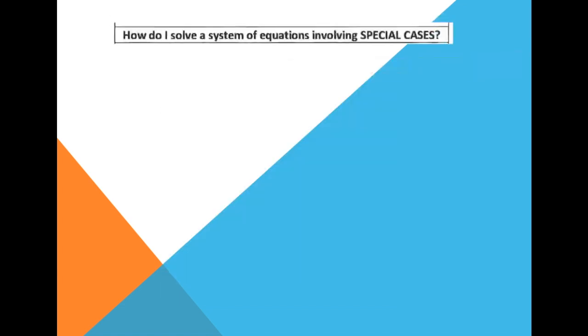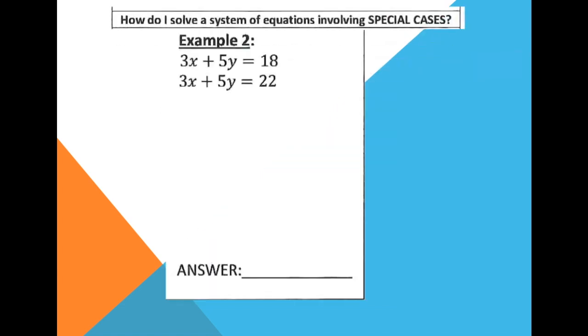Let's look at the second case. 3x + 5y = 18 and 3x + 5y = 22. Let's look to see which variable we can eliminate. Let's take a look at the bottom. Multiply by -1, so we can have opposite coefficients.